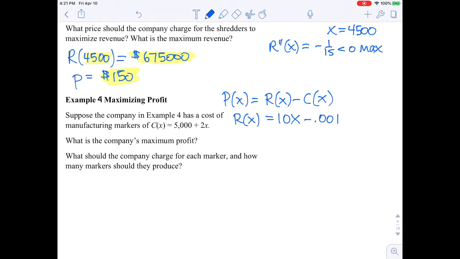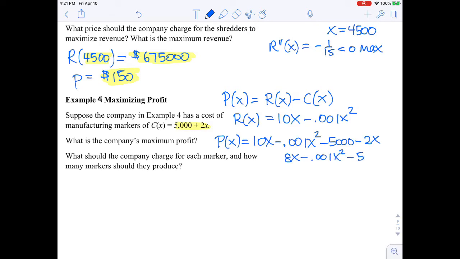10x minus 0.001x squared, so that we can now come up with a profit function, which is revenue minus costs. Remember that you have to subtract this whole thing. I already distributed. So you get 8x minus 0.001x squared minus 5,000.